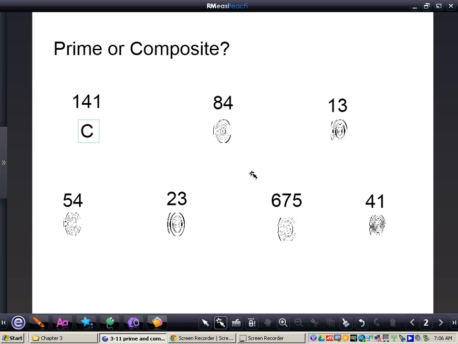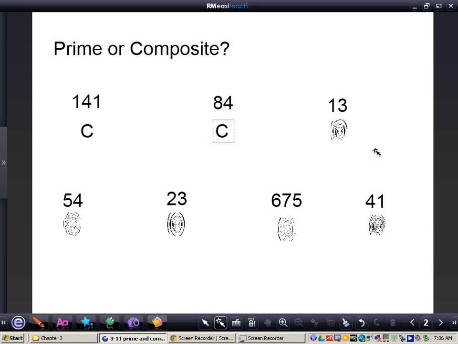Taking a look at 84, I know right away the divisibility rule: if a number is even, that means it's divisible by 2. Very, very simple. Any even number other than 2 is always going to be composite. So 84 would be an example of a composite number.